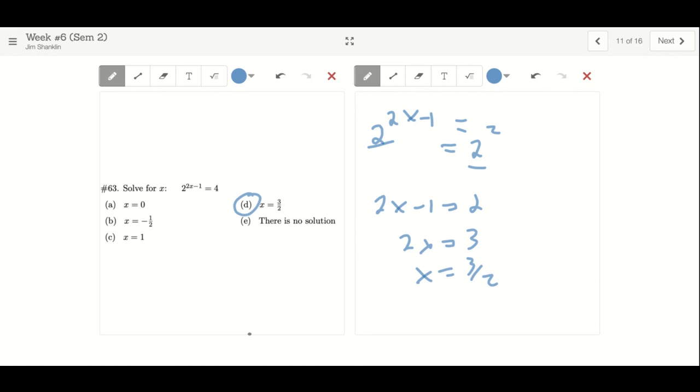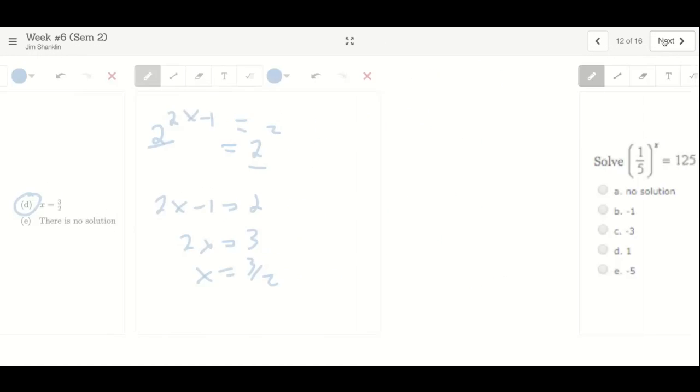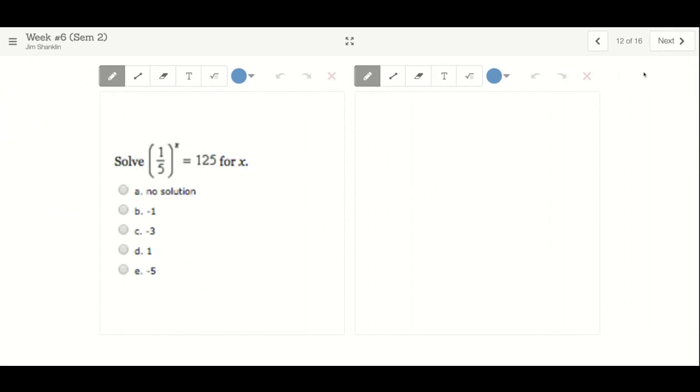So if you can get the exponent or the bases to be the same, it makes the problem really easy to do. It's when you can't, then you're going to have to use logarithms. All right, let's see if the next one's a little bit tougher. Oh, all right, you guys should be able to do this one in your head.